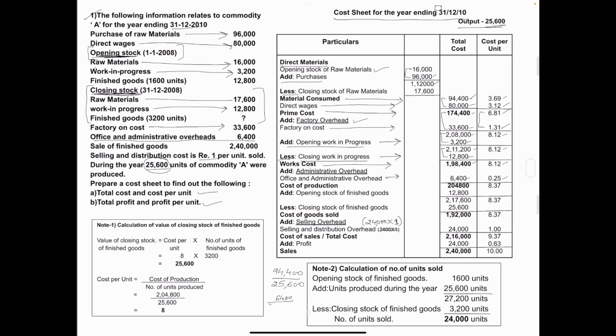6,400 divided by 25,600, you will get 0.25. Add these two figures. 1,98,400 plus 6,400, you will get 2,04,800, and here add these two, 8.12 plus 0.25, you will get 8.37, and this is called cost of production.